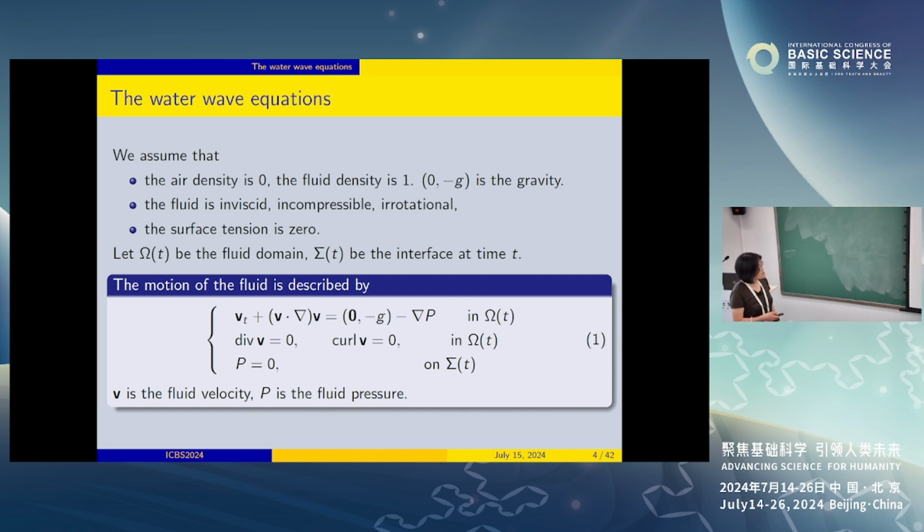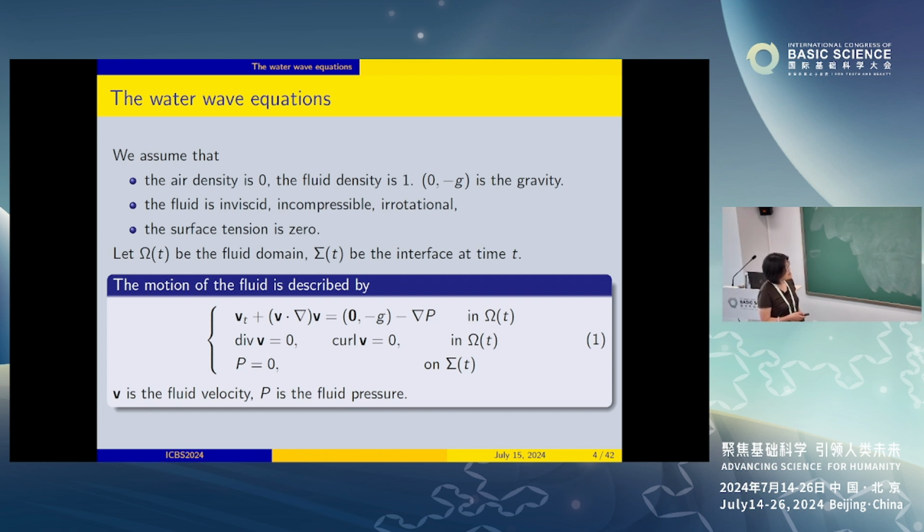The fluid motion is described by the Euler equation. So v is velocity, the left-hand side is acceleration, and the density is 1. By Newton's law, density times acceleration equals the force. So on the right-hand side, the gravity, and p is pressure. p describes the internal force, okay? And this is incompressible, irrotational, and because the surface tension is 0 and the air density is 0, nothing happens on the interface. So the pressure is 0 on the interface.